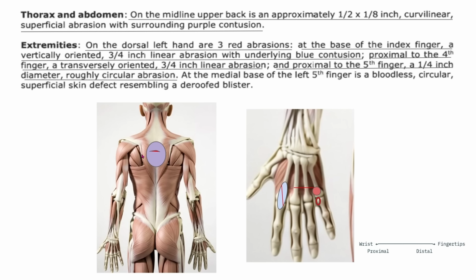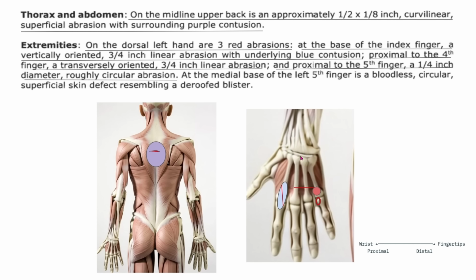And on her back, this is what we haven't discussed right here, I think. The midline upper back, there's a 1/2 inch by 1/8 inch curved linear superficial abrasion with surrounding purple contusion. So there's a cut right here in the middle of her back, and it's all bruised around it. That's what the purple contusion is. So clear indication that she was hit in the back at some point.